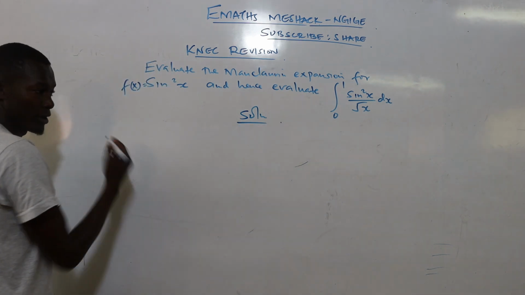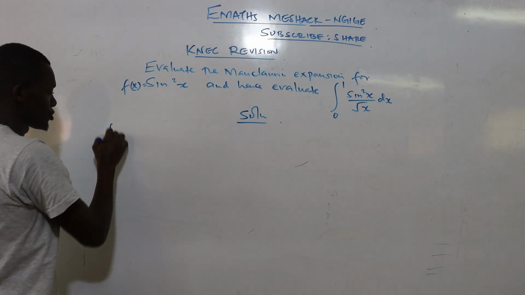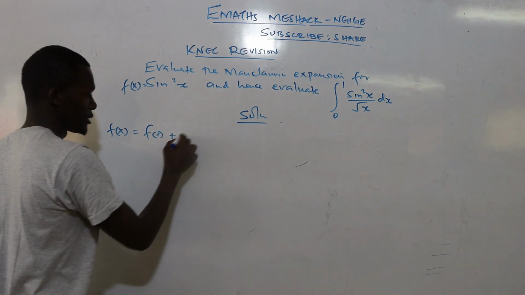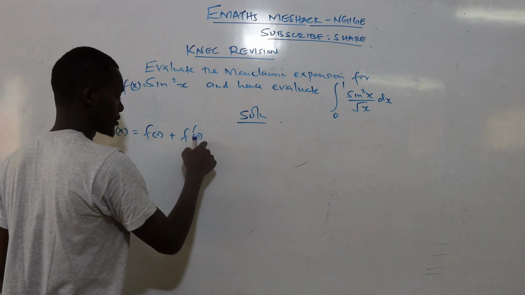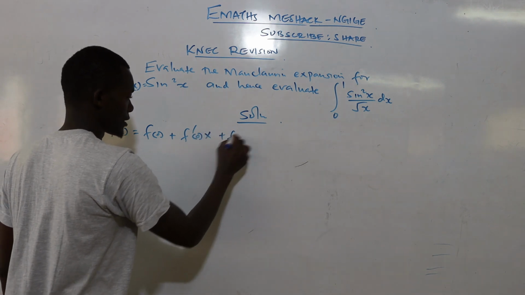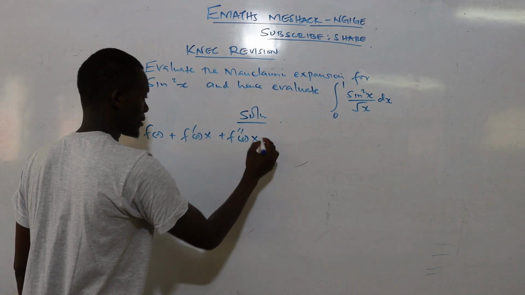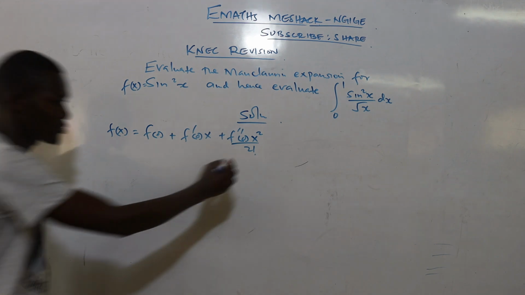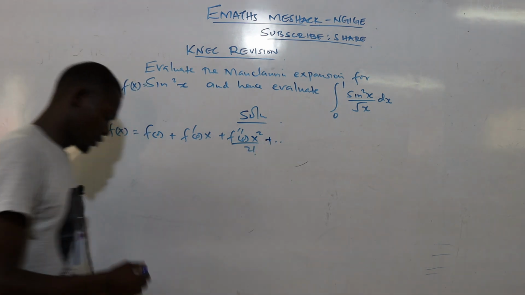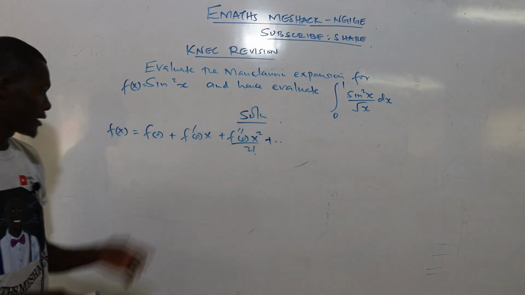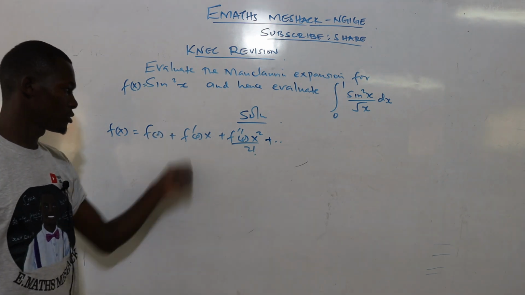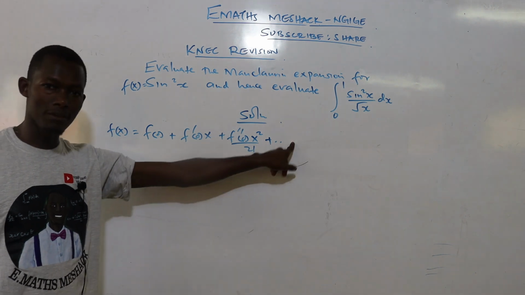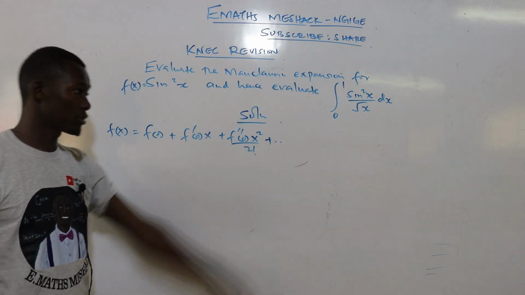So we know, first of all, we have to write the expansion. Our series will be given by f of 0 plus the first derivative at 0 times x, plus the second derivative at 0 times x squared over 2 factorial, and so on and so forth. This one continues, okay? This one is a series. So you have to remember always: f(0) times x to power 0, the first derivative times x, the second derivative times x squared over 2 factorial, the third derivative times x cubed over 3 factorial, and so on.